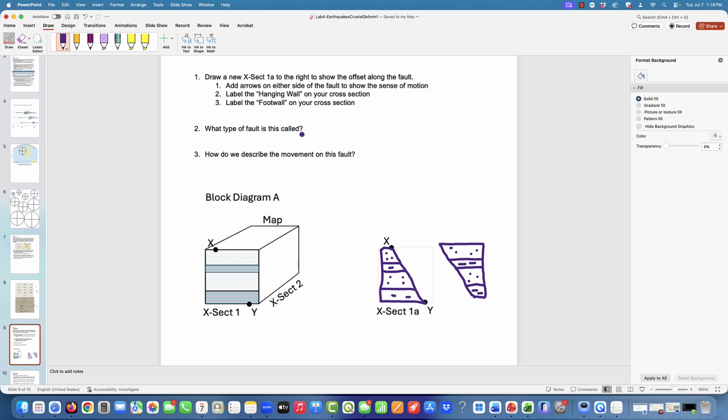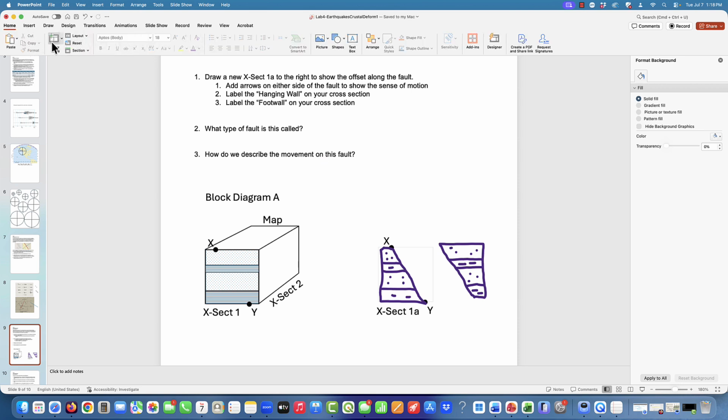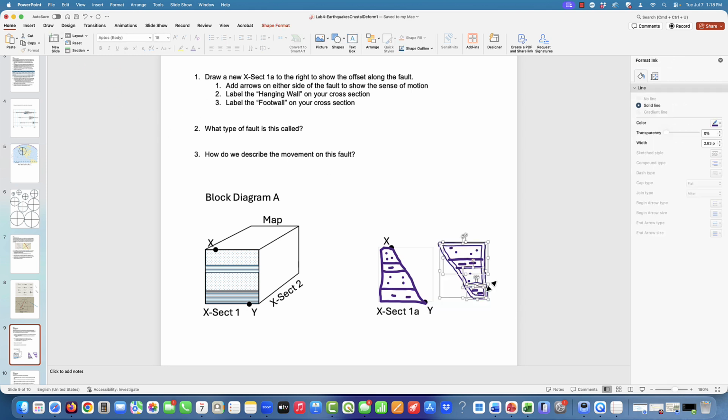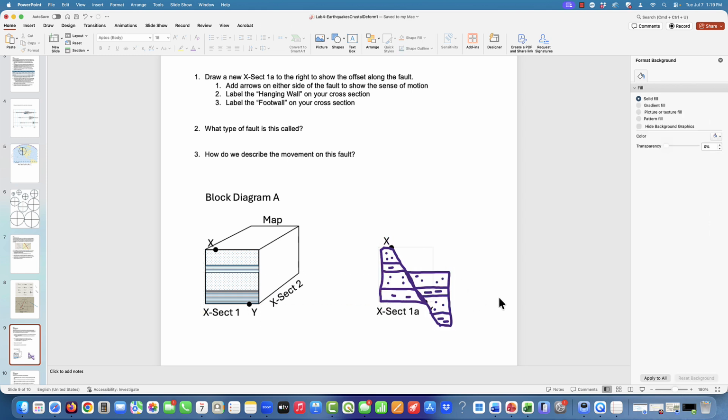And you'll tell what type of fault that's called, and of course that's all related to how you describe the fault. So if the hanging wall moves up with respect to the footwall, let's take a look at this. I'm going to grab all this stuff. If the hanging wall moves up with respect to the footwall like that, we would call that a reverse fault. And if the hanging wall moves down with respect to the footwall, then we would call that a normal fault.